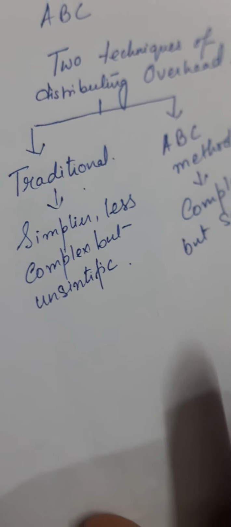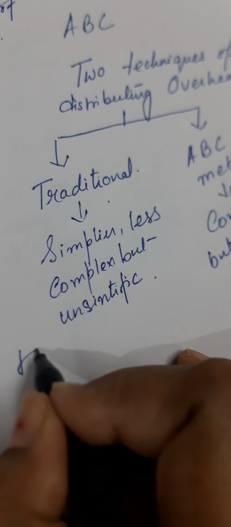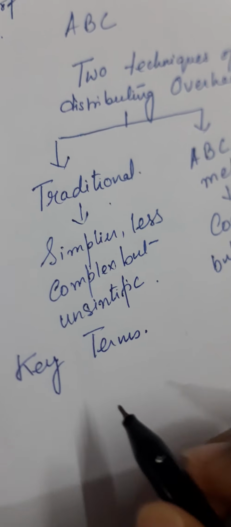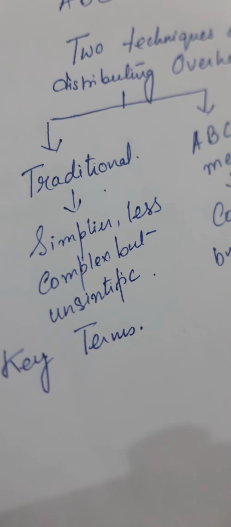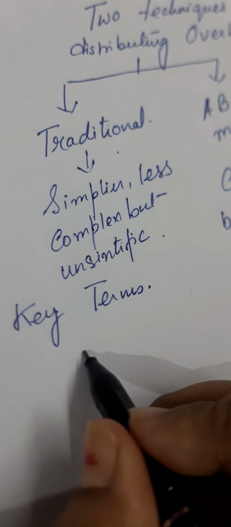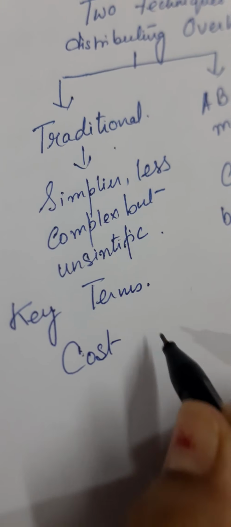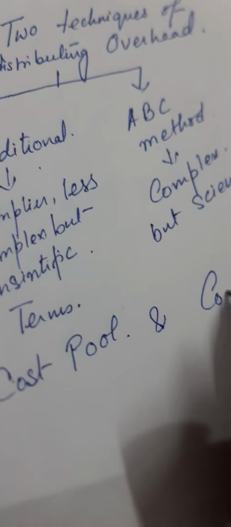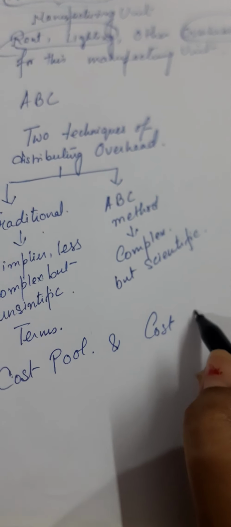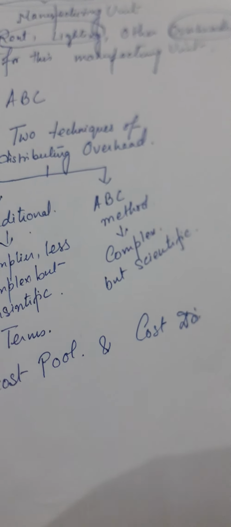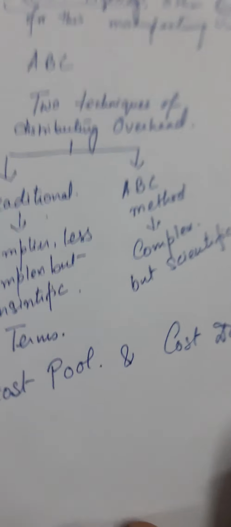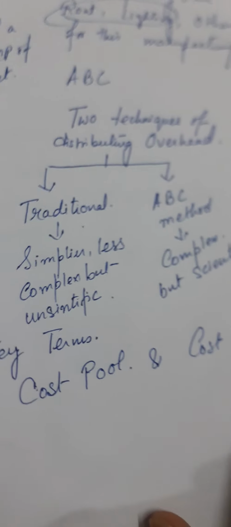Now we have to understand certain key terms relating to overhead. The two most important key terms relating to ABC costing are cost pool and cost driver. These are the two most important terms relating to ABC costing. It means in the entire chapter we'll be dealing with cost pool and cost driver.